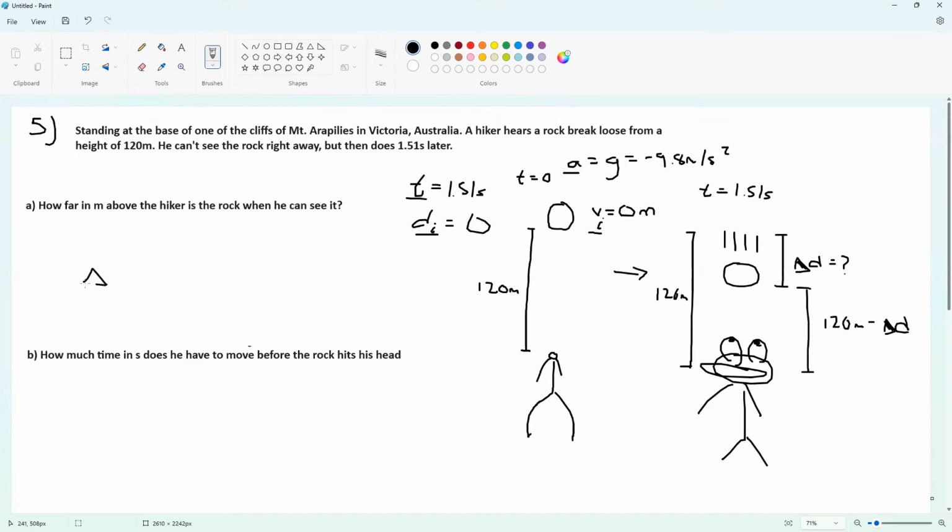Okay, our change in distance is going to be equal to our initial distance, which is going to be 0 meters, plus our initial velocity, which is 0 meters per second, times time, 1.51 seconds, plus 1/2 the acceleration, which is negative 9.8 meters per second squared, times our time, 1.51 seconds.